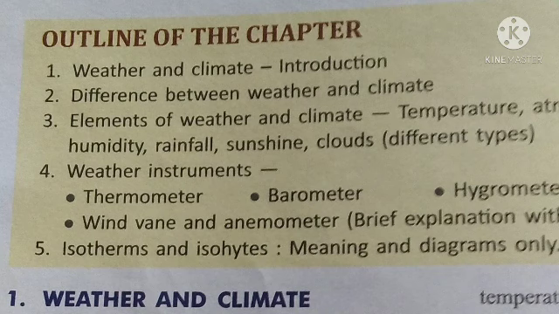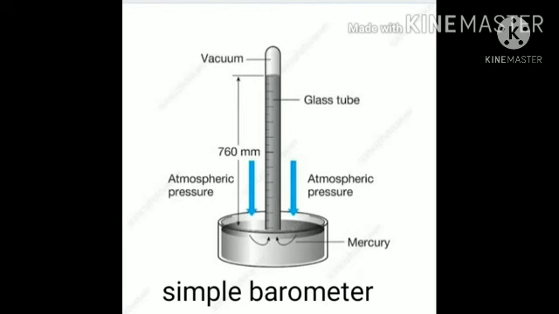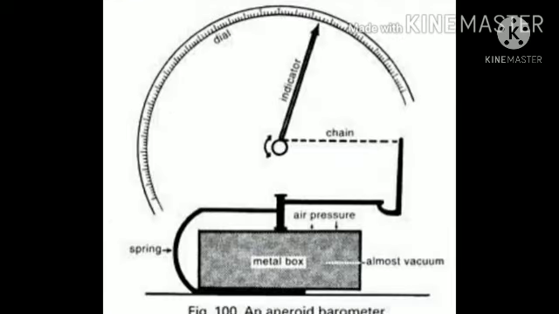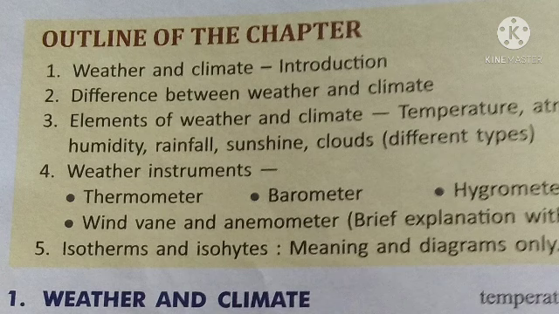Atmospheric pressure can be defined as the force exerted by the vertical column of air per unit of area. Measurement of atmospheric pressure: atmospheric pressure can be measured by simple barometers or aneroid barometers. The pressure is measured in millibar, that is mb. That is the unit of atmospheric pressure.